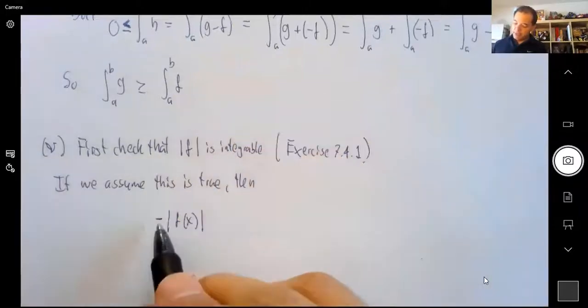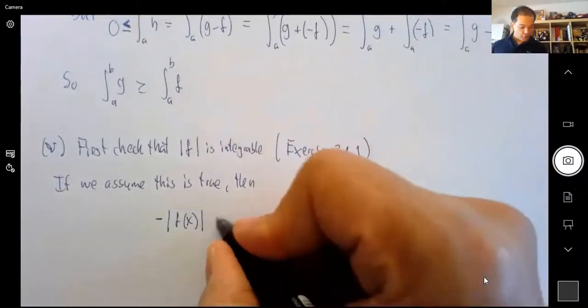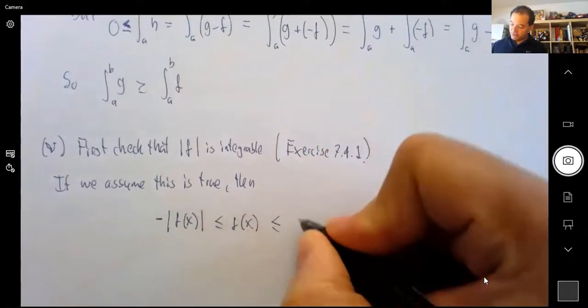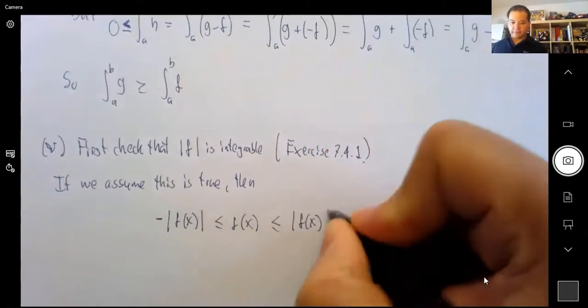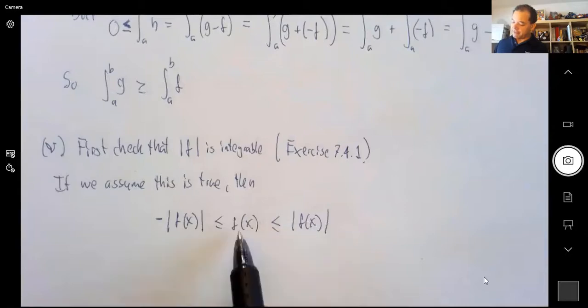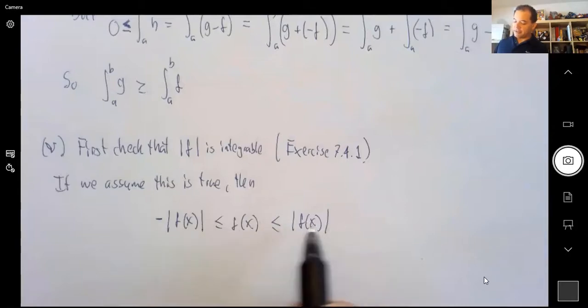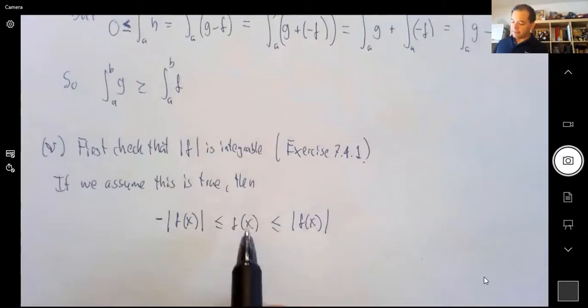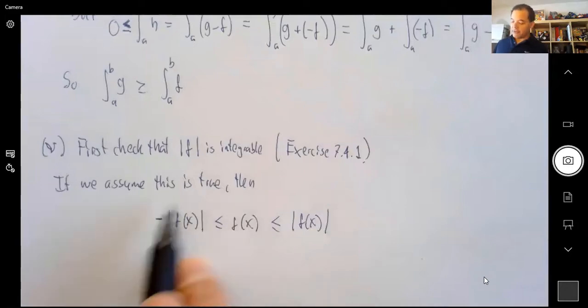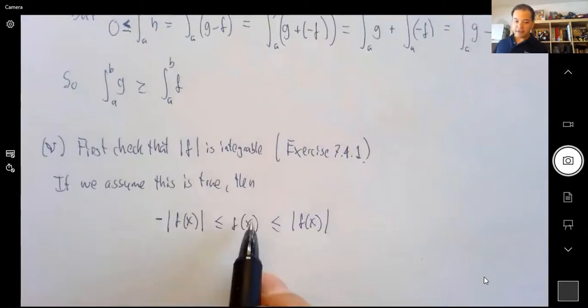This number, minus the absolute value of f, is for sure smaller than f, and f is for sure smaller than the absolute value, right? Because this guy is always positive. So if f is positive, they're the same. But if f is negative, then this guy is bigger. Similarly here, if f is positive, it is bigger than this because this one is always negative. And if f is negative, then they're the same.